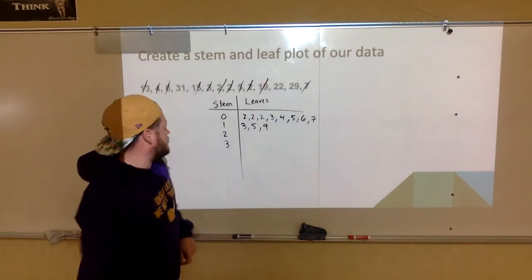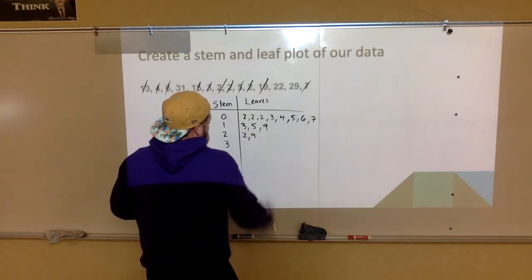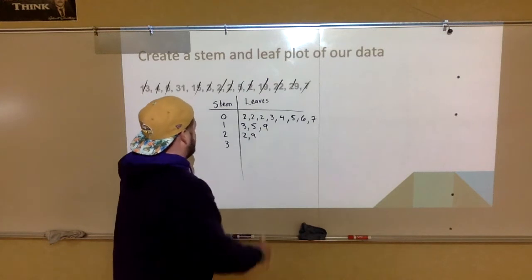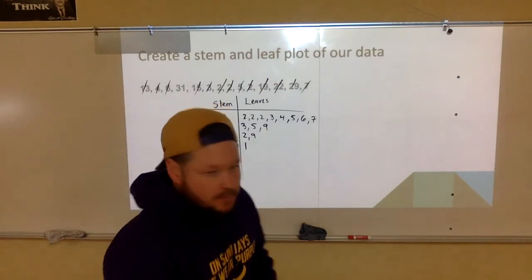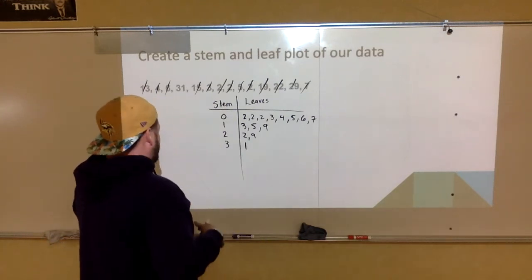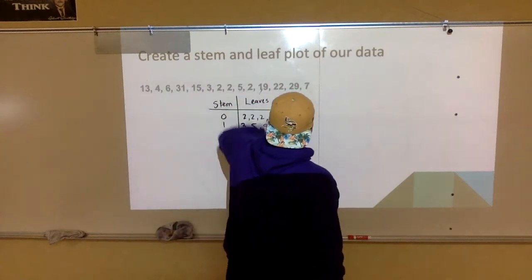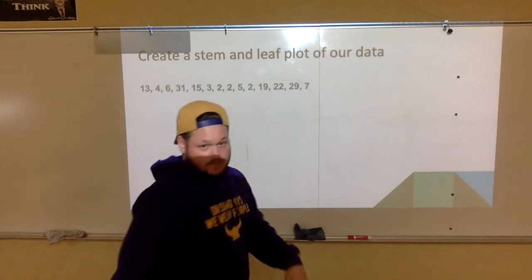We'll move on to the 20s. So I see a 22 and a 29 is it. So that's how we write that. Cross those off, and 31 would be last. So there you go. That's a basic stem and leaf plot. Not too bad. We're going to move on now to another type of graph.